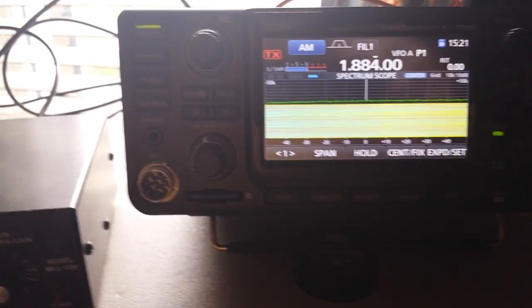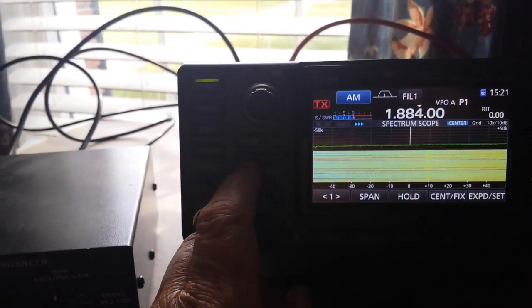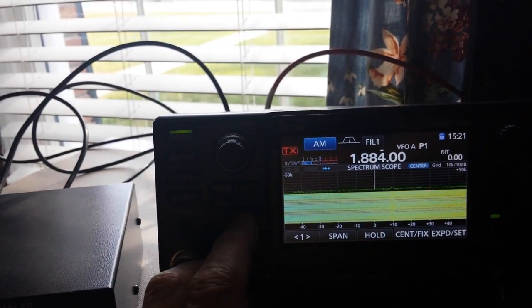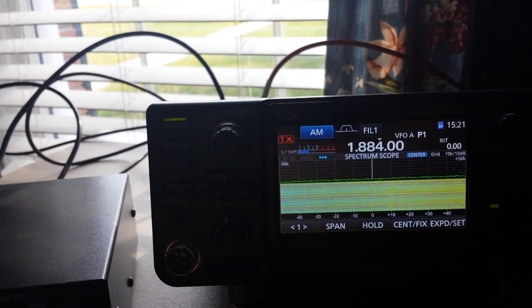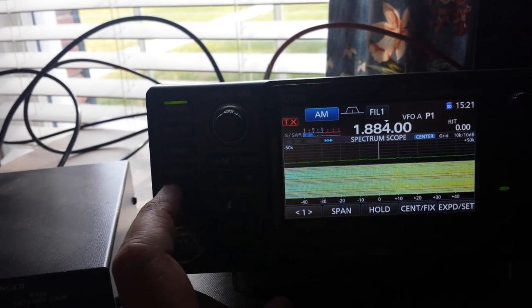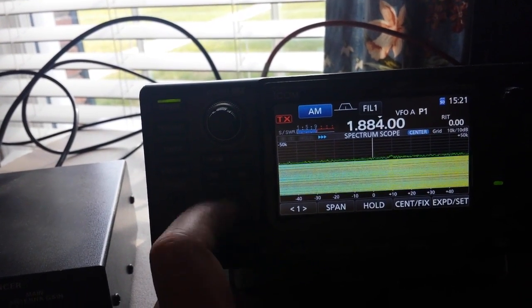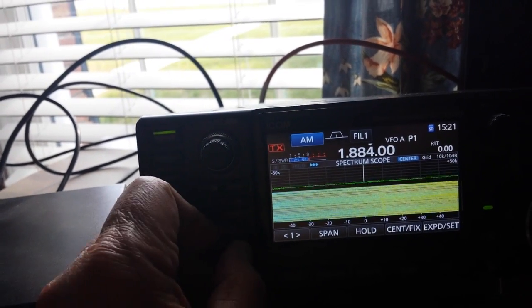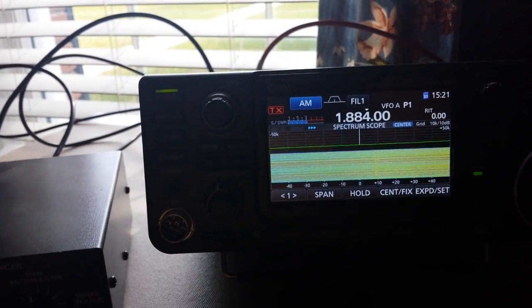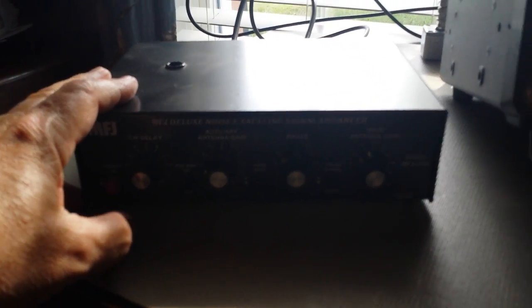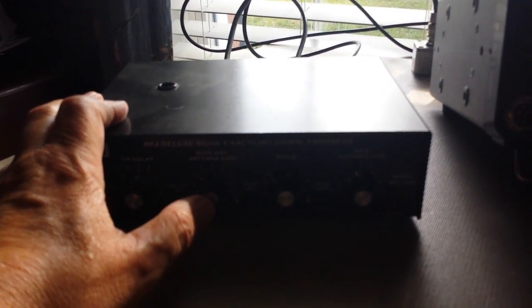And you can turn on the noise blanker, and it takes away some of the noise, but as you can see, we still got a lot of signal there on the scope, at least. You know, it's a very good noise blanker.